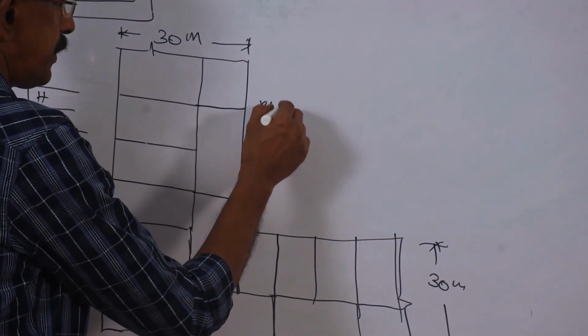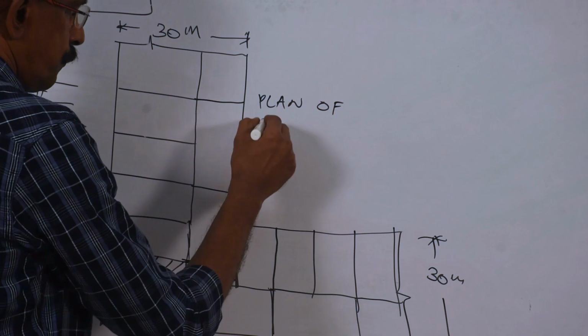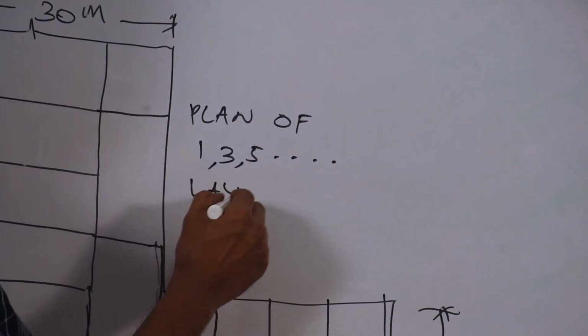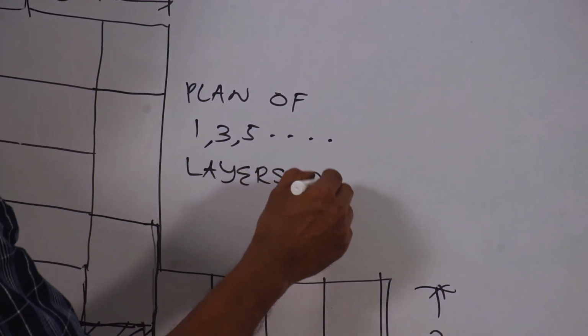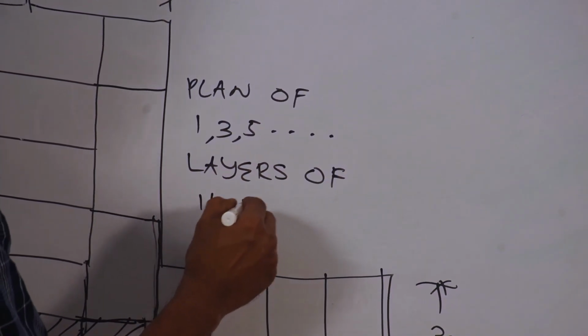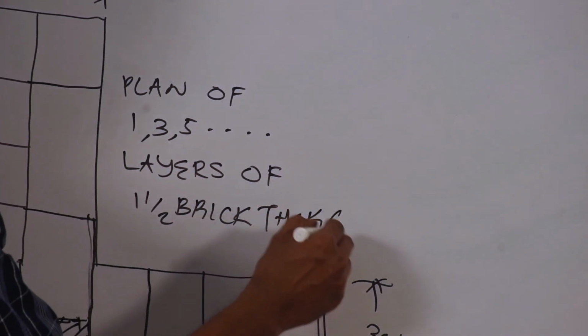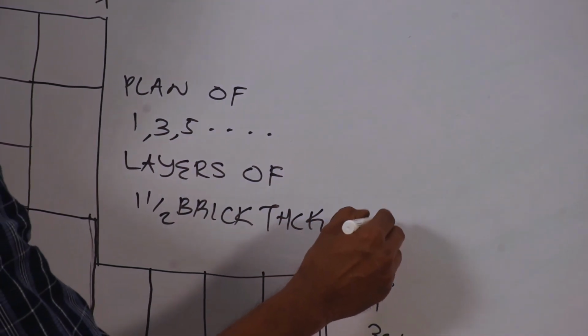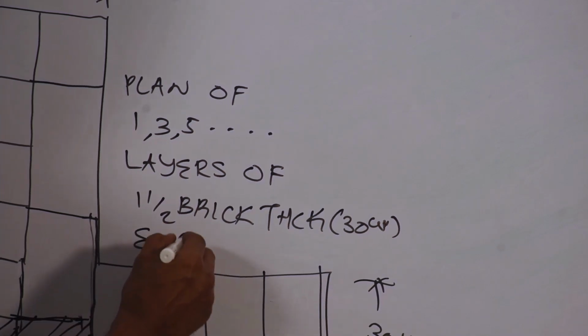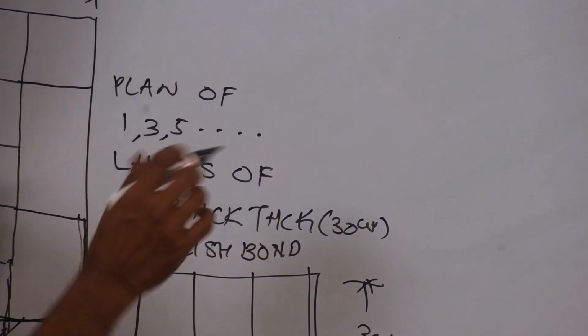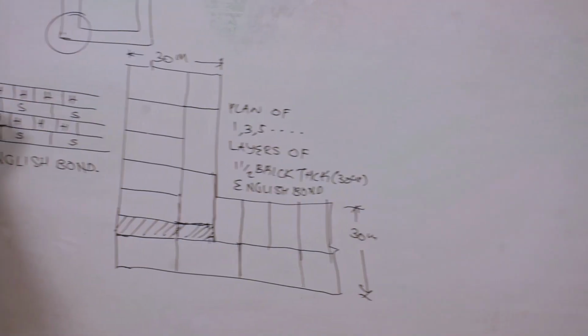So this is the plan of first layer, third layer, fifth layer, seventh layer, etc. layers of 1.5 brick thick. 1.5 brick thick, that is 30 centimeter English bond. That's all. Now we have to move to the second layer.